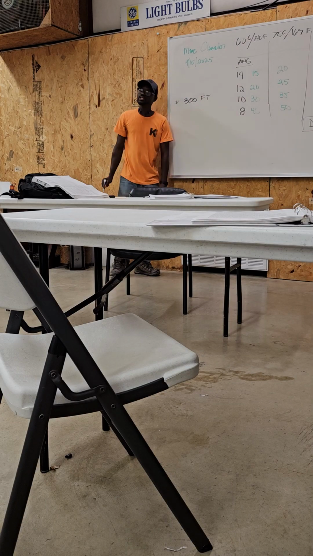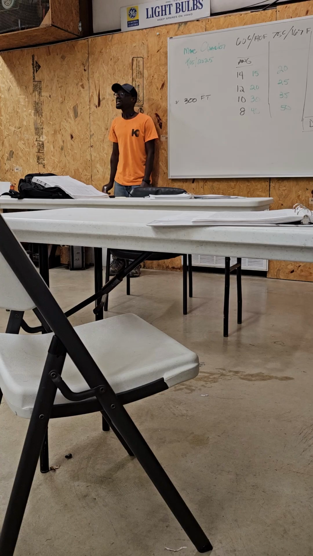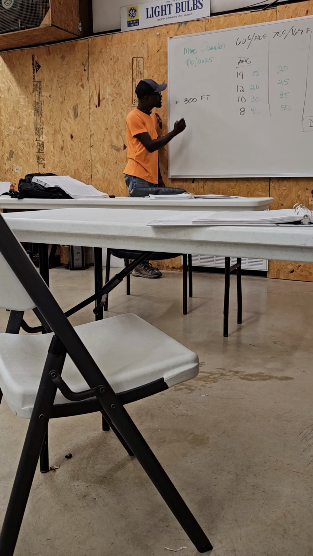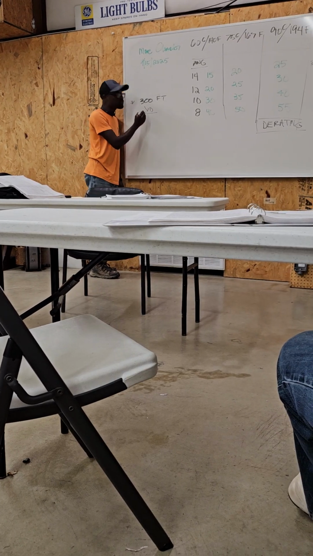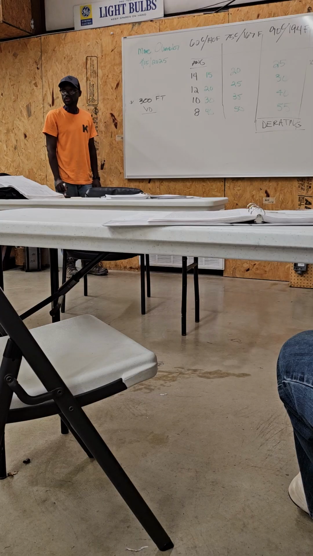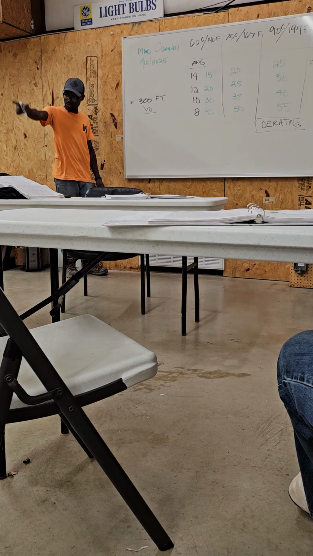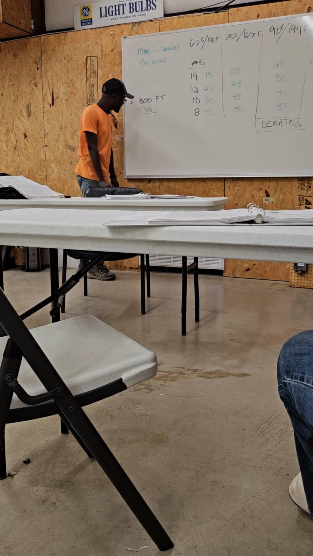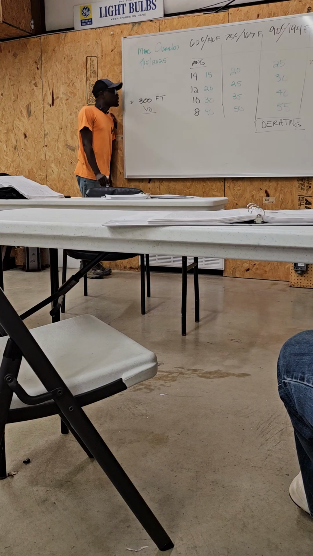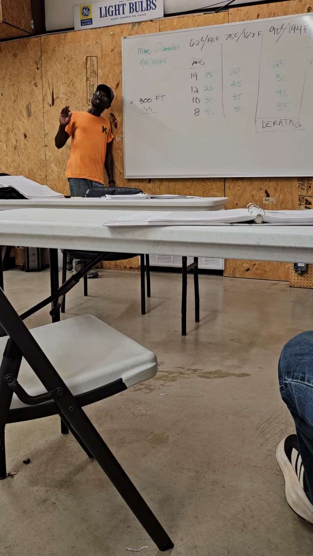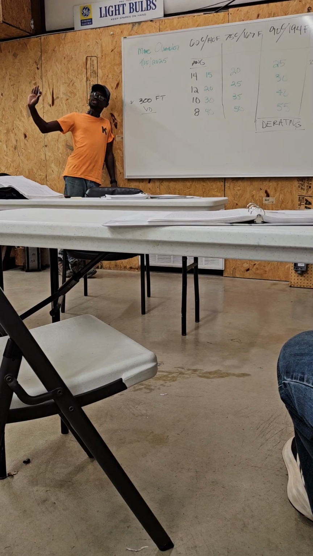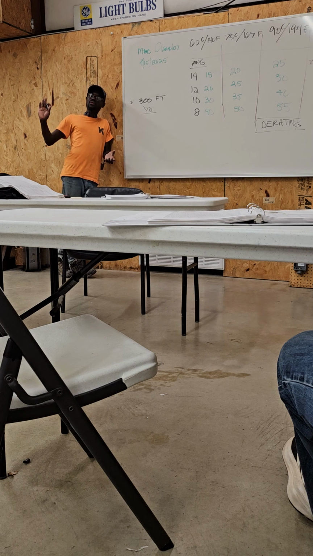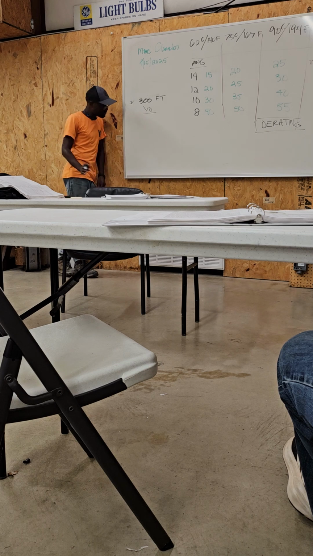Let's say I'm going 300 feet. Guess what's going to happen? There's something that's going to cause voltage drop. Don't get me started on voltage drop. You have something called voltage drop. As we're going over a distance, we lose voltage. That's why we make our wires bigger.